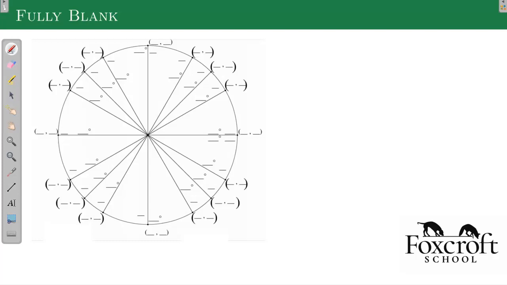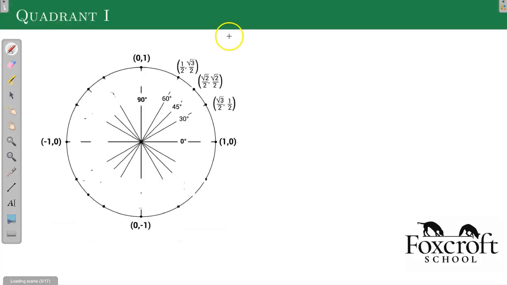Alright, so we start with our blank unit circle. We need to fill in all these angles with the degrees, all these blanks, these are the angles in radians, and then all the points along the outside. So we kind of have three different types of information we need to fill in. Alright, so the first thing I'm always going to recommend you start with is the first quadrant. Alright, so the points out here are, because it's a unit circle radius 1, so we just go 1 to the right, 1 up, 1 left, 1 down, you get these 4.